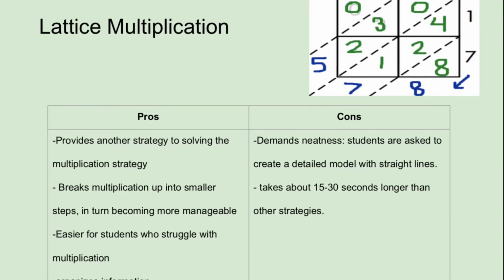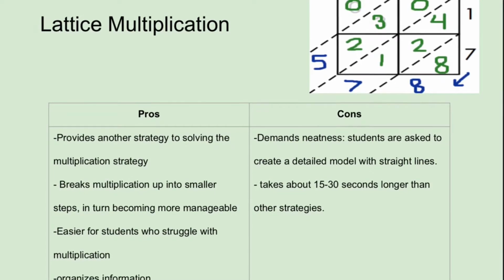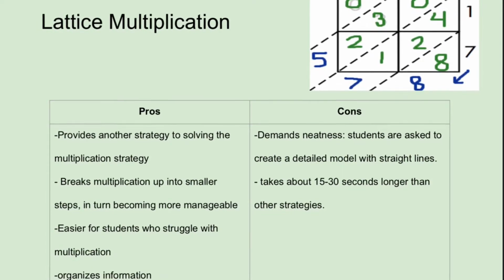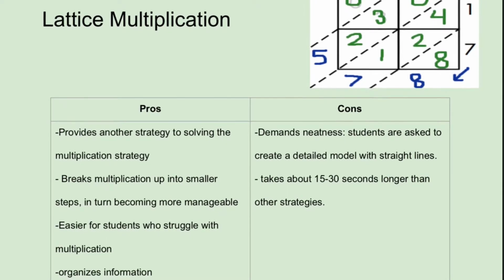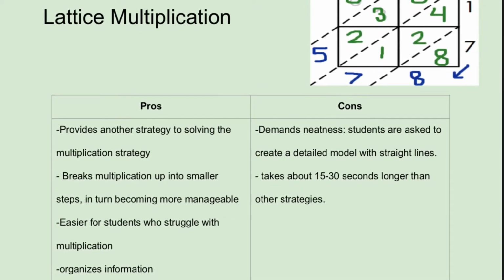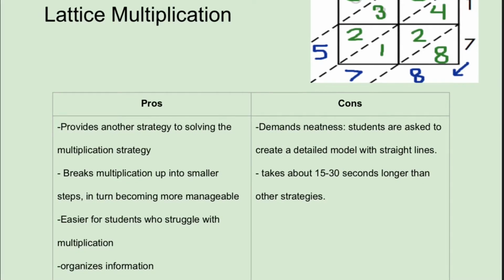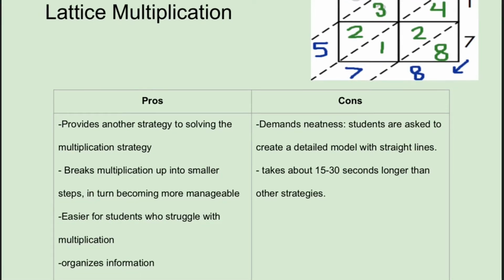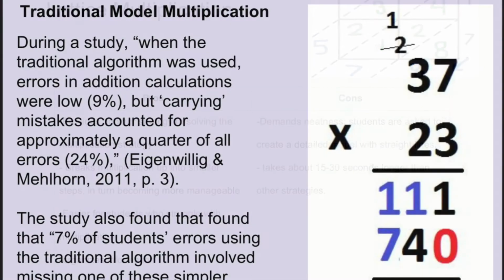Now, the cons to using this strategy is that it demands neatness. Students are asked to create a very detailed model with very straight lines, and if you have a child that cannot draw straight to save their life, then it's going to be very difficult for them. And it takes about 15 to 30 seconds longer than some of the other strategies that we have mentioned.